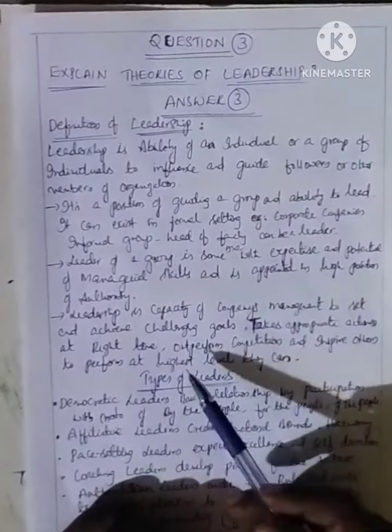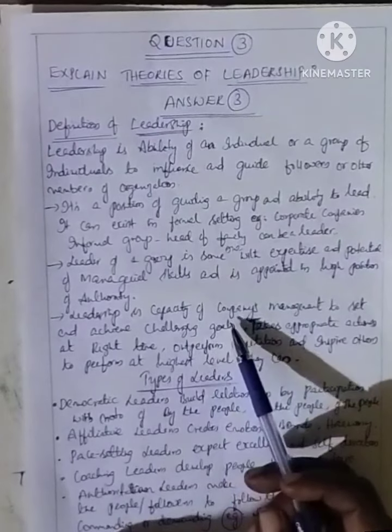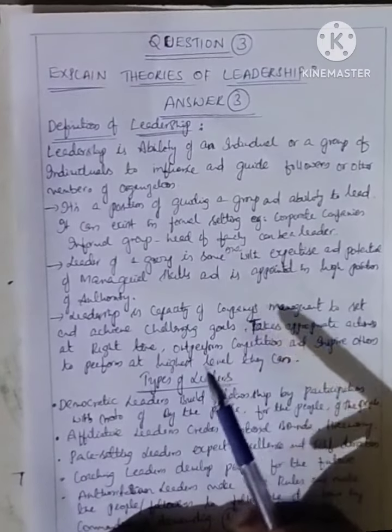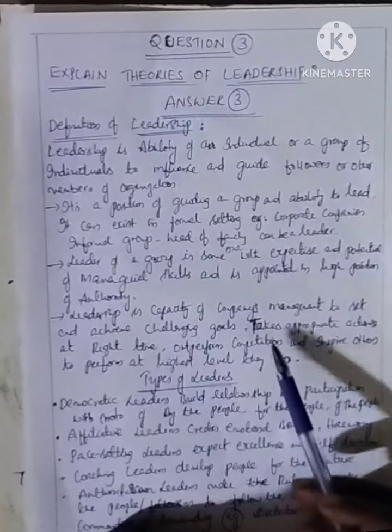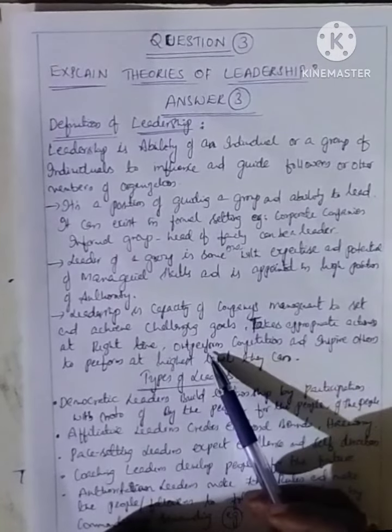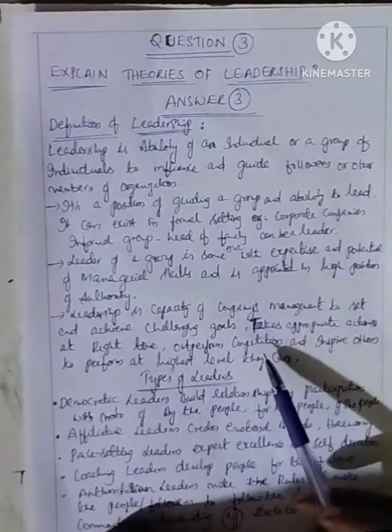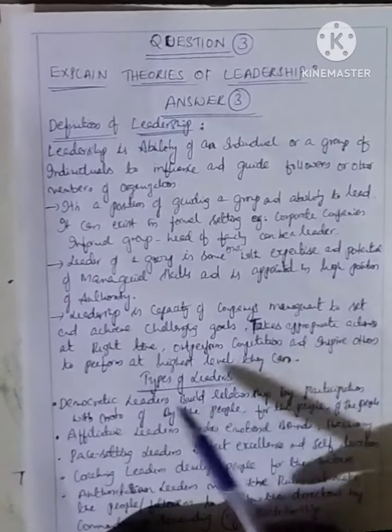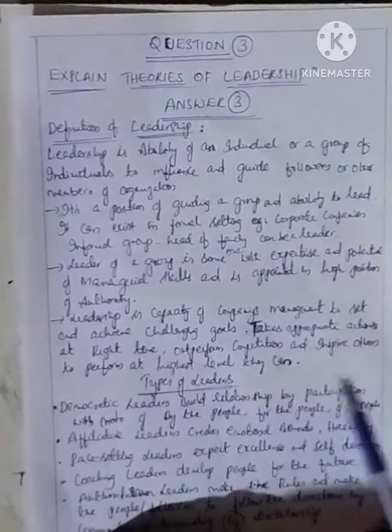A leader of a group is someone with expertise, potential managerial skills, and is appointed to a high position of authority. Leadership is the capacity of a company's management to set and achieve challenging goals, take appropriate actions at the right time, outperform the competition, and inspire others to perform at the highest level they can.